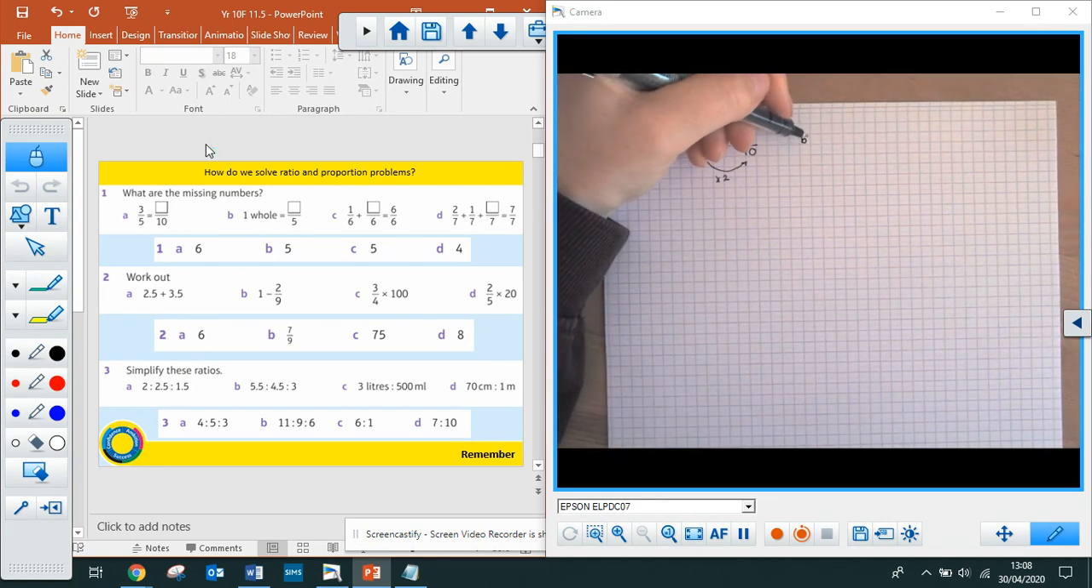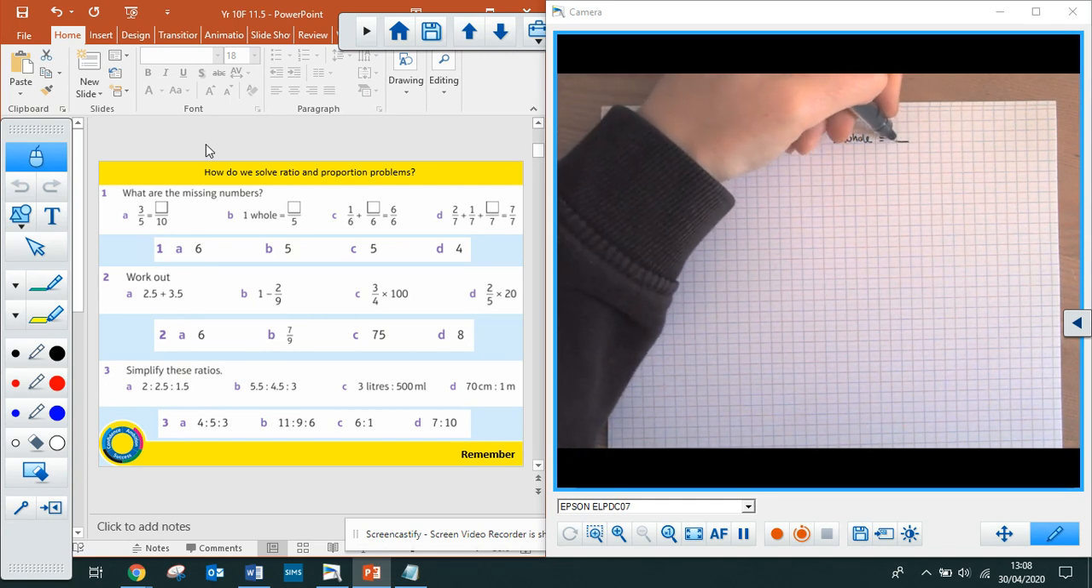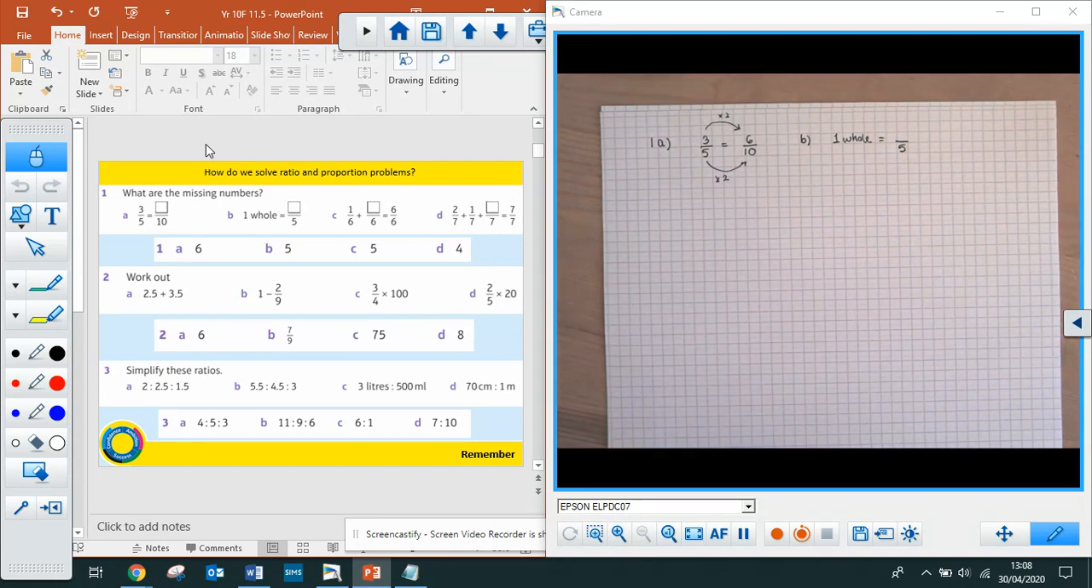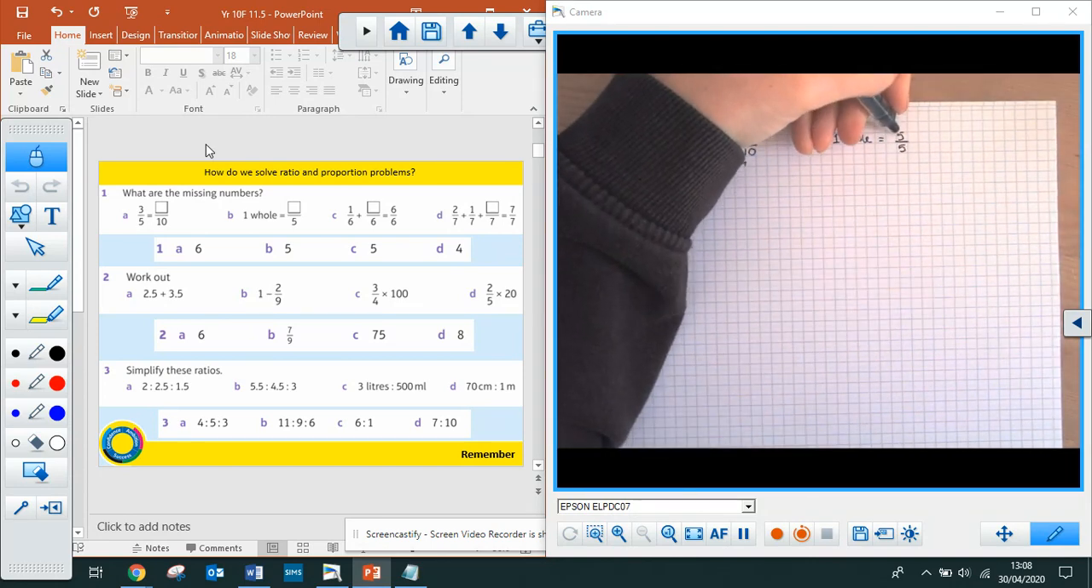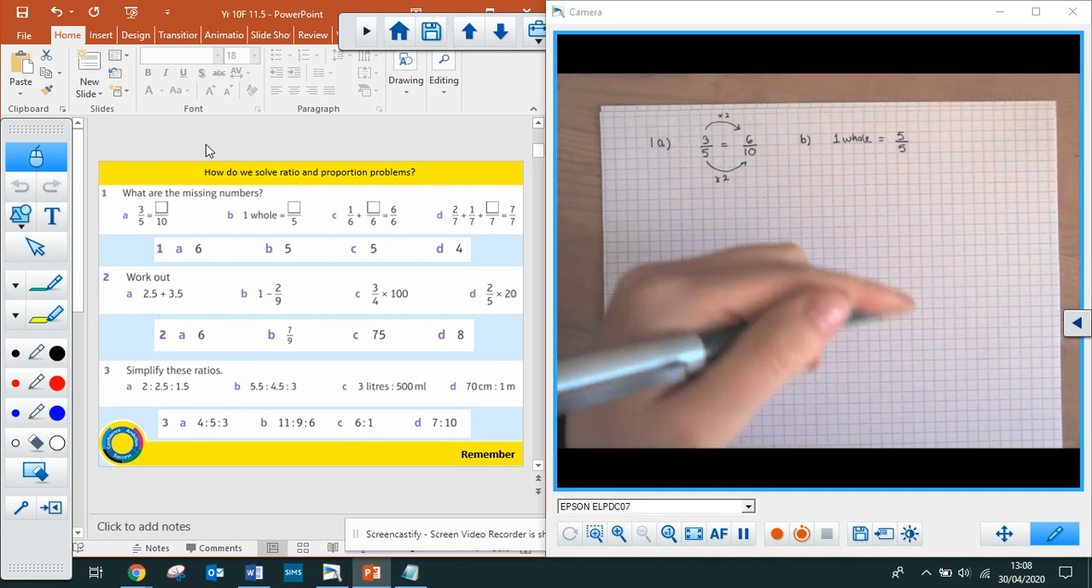For B, you've got 1 whole is equal to how many fifths? Well, it's going to be 5, because 5 over 5 is 1. 5/5 is the same as 1. Okay, it simplifies to 1 whole.